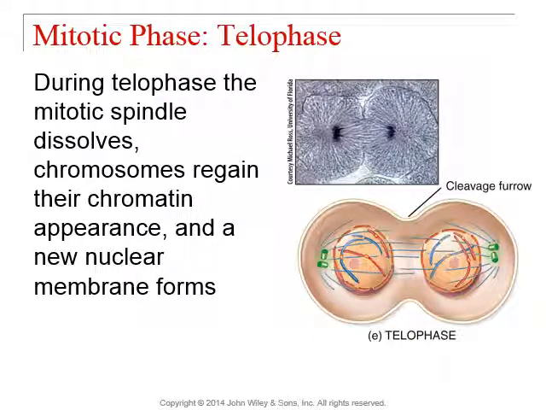And finally you have telophase, where the mitotic spindle starts to dissolve, the chromosomes start to regain their chromatin appearance, and a new nuclear membrane starts to form. You can't really see it too well on the actual light micrograph, but you can see that the chromosomes start to condense a little more thoroughly and the mitotic spindle starts to dissolve, but you do see more of the cleavage furrow, and you start to see the nuclear envelope, at least in some stages, start to reform as the two daughter cells are almost fully formed.